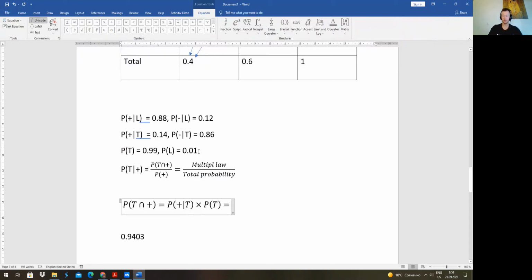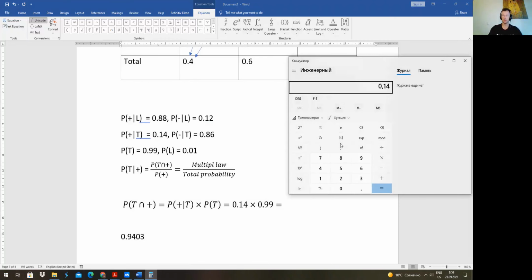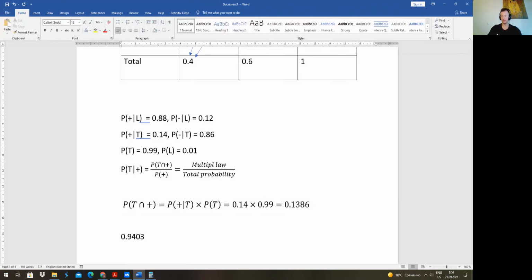So what do we have here? 0.14 multiplied by 0.99. So this is the first step, the simple one. 0.14 times 0.99, 0.1386. Right? We have a numerator. Great.